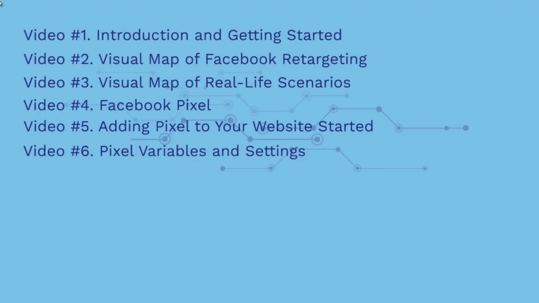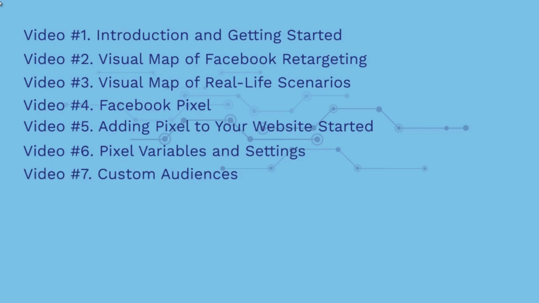Video number 6 will talk about pixel variables and settings, otherwise known as standard events, such as how do you tell Facebook that somebody has landed on your page, somebody has converted into a lead, somebody has added the product to their shopping cart. Maybe you want to find people who have added things to the cart but have not yet purchased, so that you can show an ad to them, remind them that they are interested in that purchase, and perhaps give them some sort of discount as well.